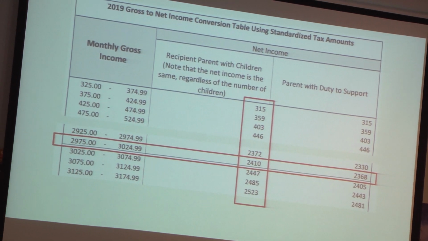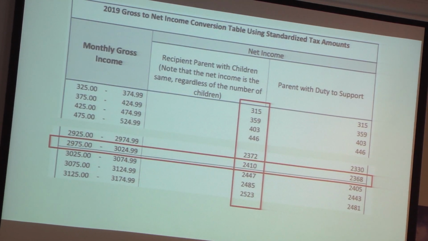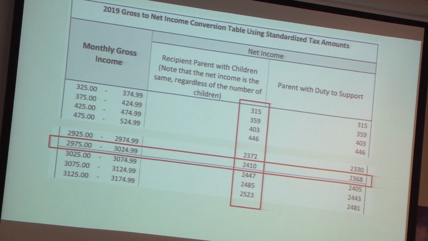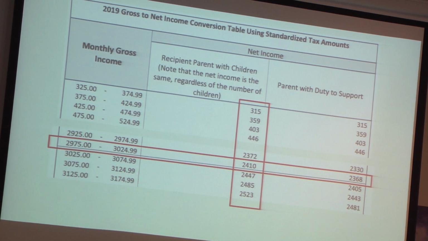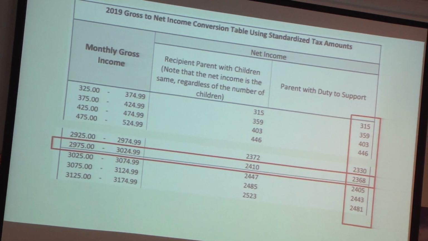Mom is over here at $2,410, and dad is over here at $2,368. That's because we're assuming by using the standardized charts that mom's getting the child tax exemption. I don't know. That might not be true in your scenario, which is another reason you got to look at that individualized amount. But in this scenario, we're going to say mom, after taxes, has $2,410 available. So we're going to stick that right on our calculation. And we're going to do the same thing for dad.